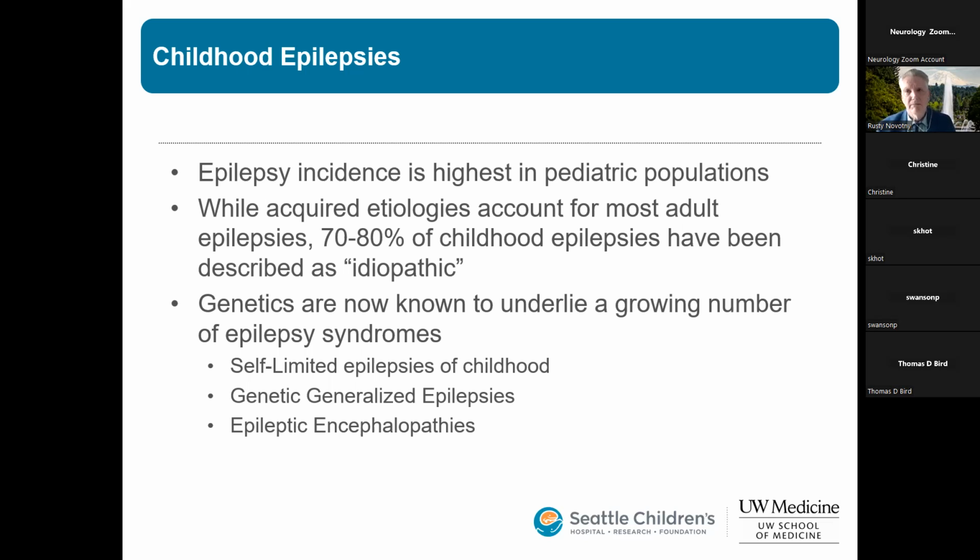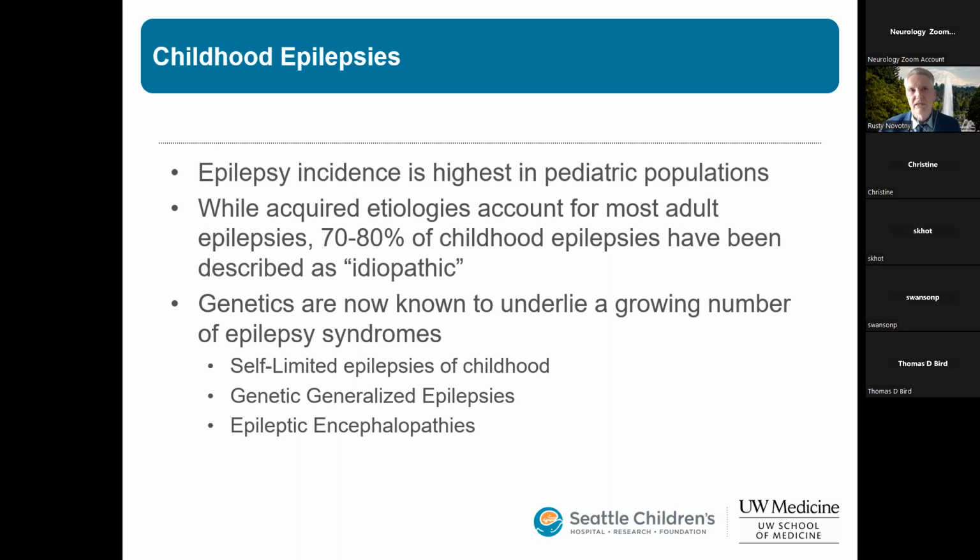So primarily in adults, we know acquired causes of epilepsy are more common, but certainly when I went to medical school, 70 to 80% of childhood epilepsies were always described as idiopathic or unknown. But now, presently, genetics are known to be the underlying cause of a lot of epilepsy and epilepsy syndromes, and very specific ones that we see primarily in pediatrics.